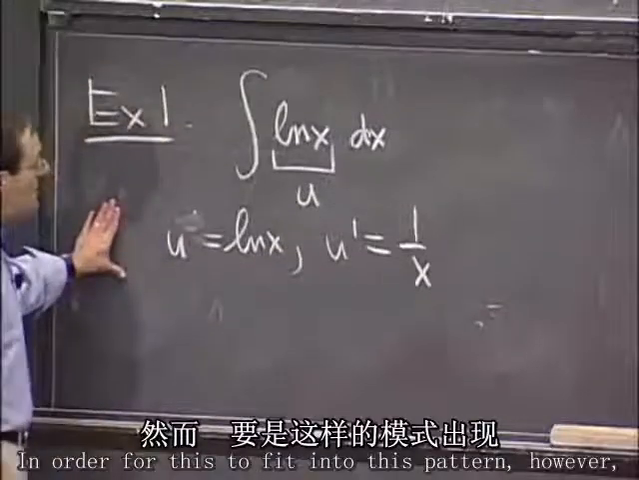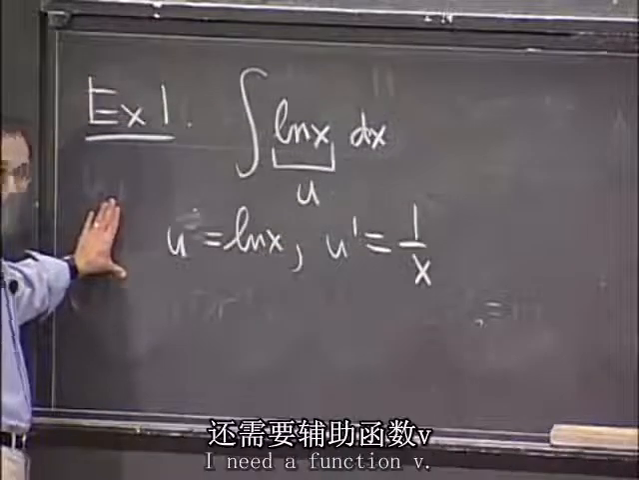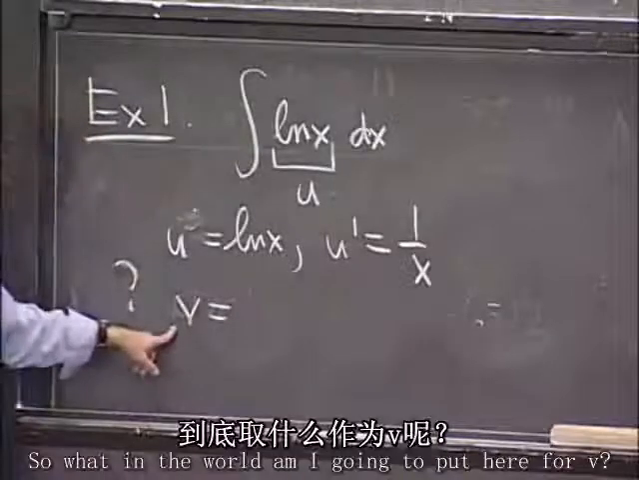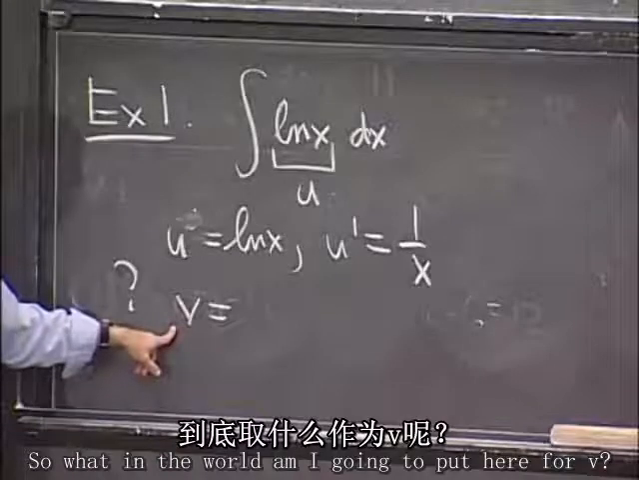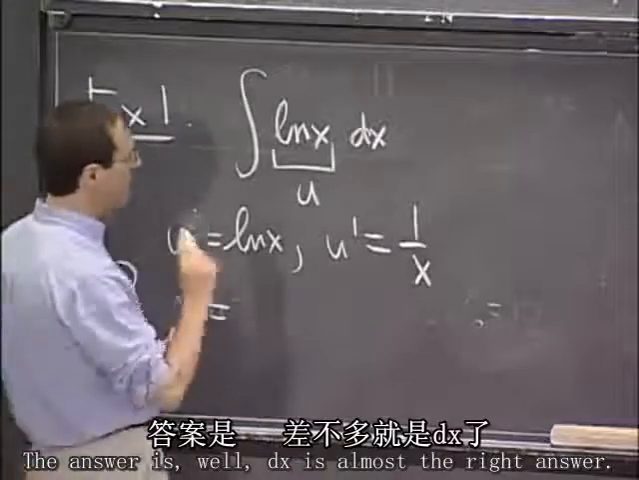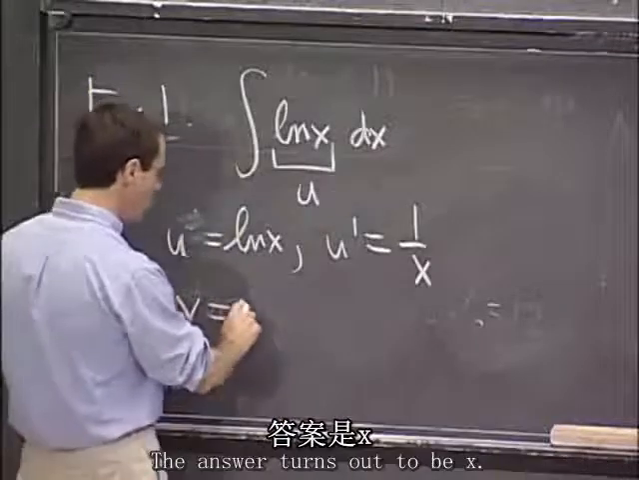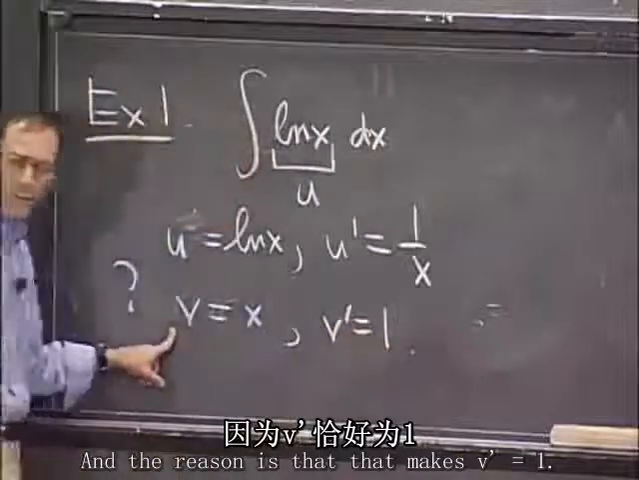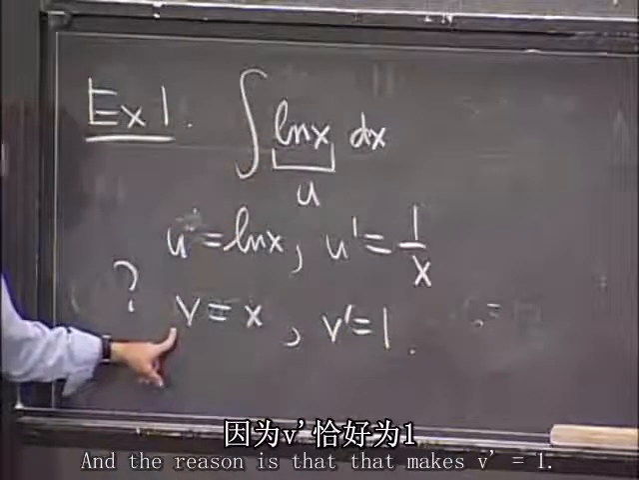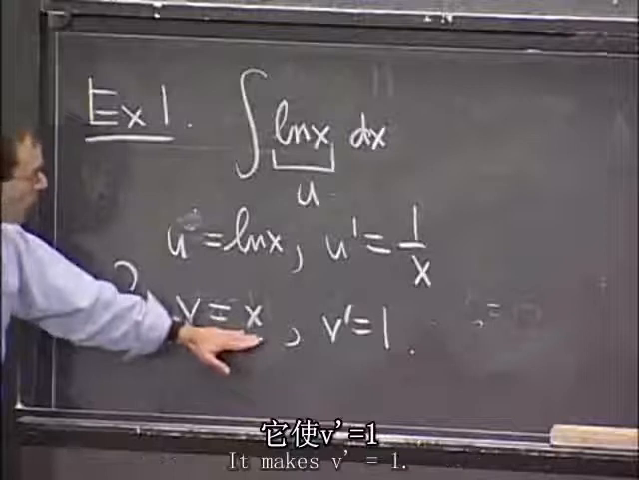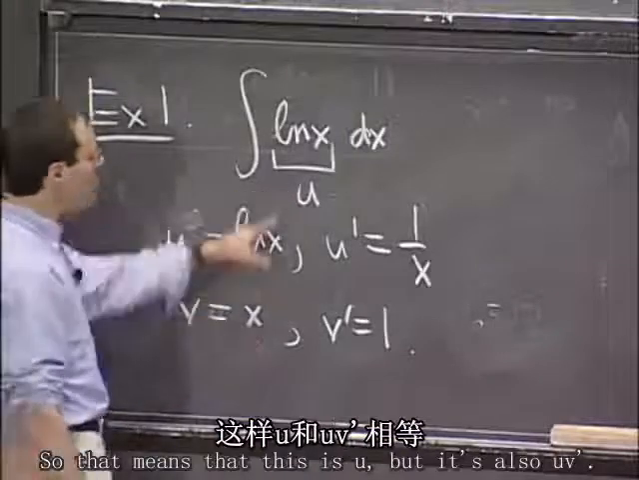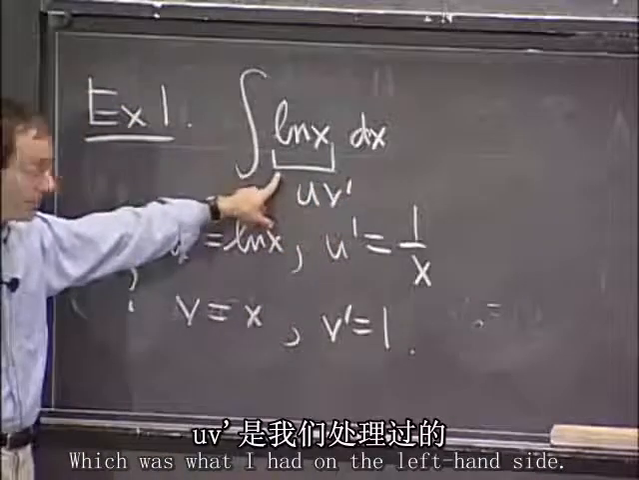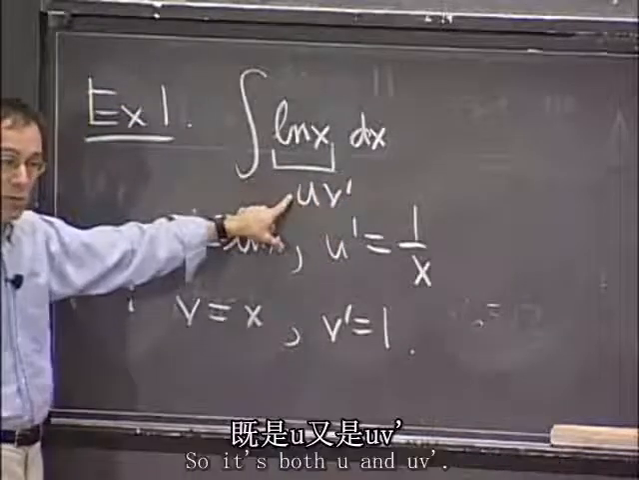In order for this to fit into this pattern, however, I need a function v. So what in the world am I going to put here for v? The answer is, well, dx is almost the right answer. The answer turns out to be x. And the reason is that that makes v prime 1. That makes v prime 1. So that means that this is u, but it's also uv prime, which was what I had on the left-hand side. All right? So it's both u and uv prime.